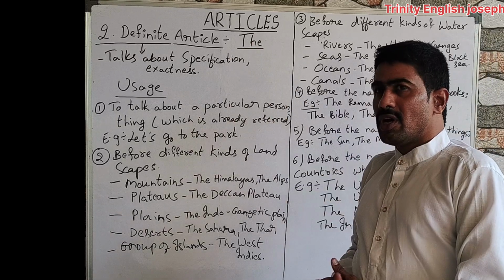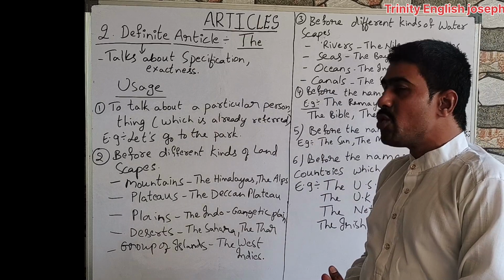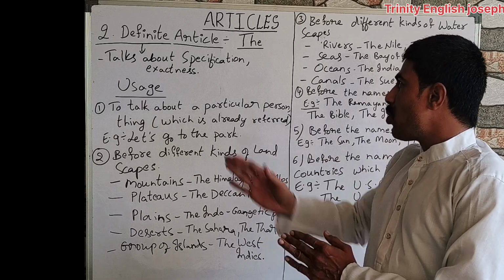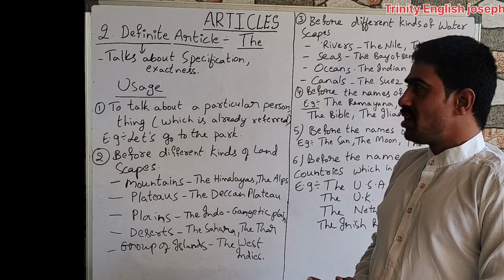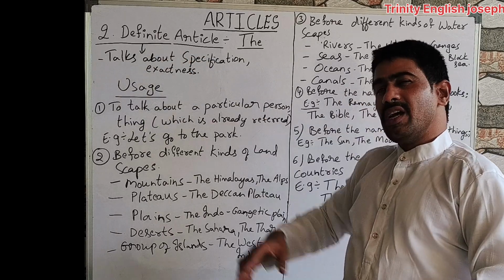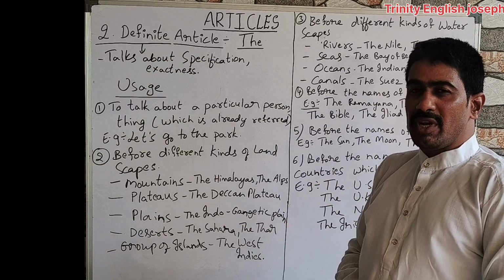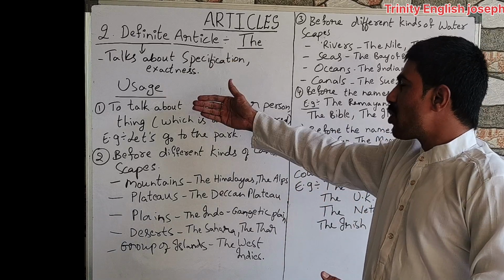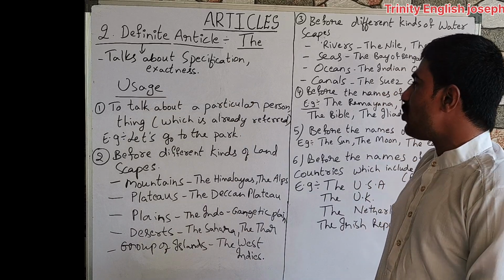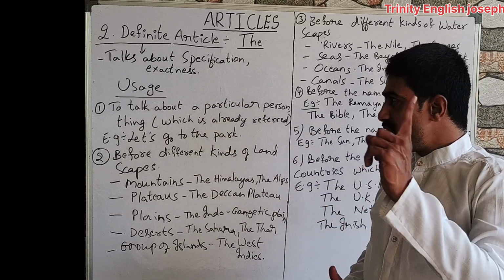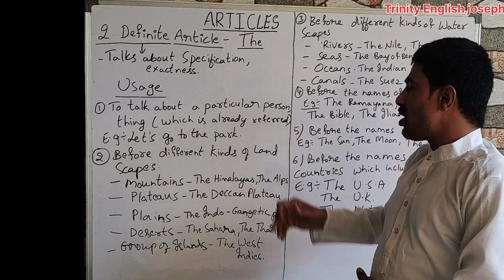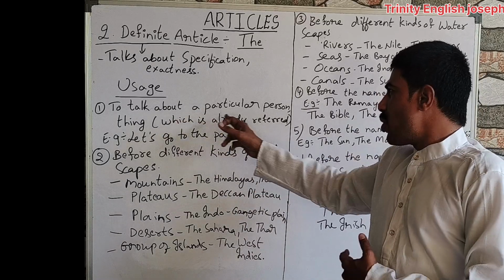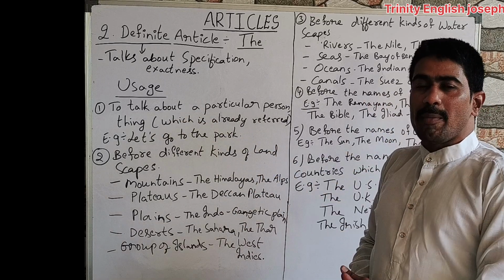Coming to the usage, what do we mean by definite article? The definite article talks about specification or exactness. The moment you look at the word definite by itself, it includes the meaning which is exact, which is already specified. Some of the uses of this definite article are, first, to talk about a particular person or thing. Here we have already referred to that particular thing and we are trying to speak about the same thing.